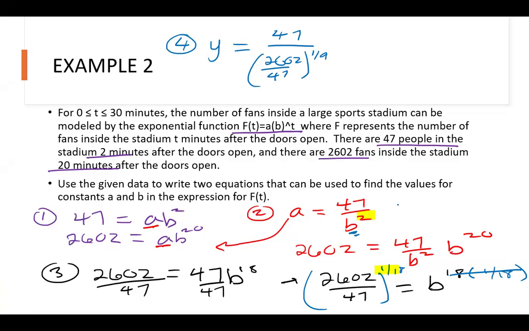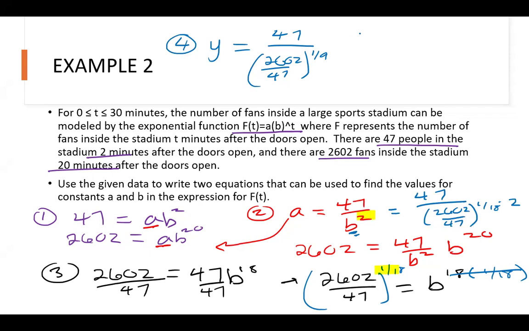So let me write it out for the ones who are like, Miss, what are you talking about? So we have 47 over 2,602 divided by 47. And it already is to the 1/18th. And now I'm putting it also to the 2. So 1/18 times 2 is 2/18ths, right? And that reduces to 1/9. Okay. And then all of this times our B.